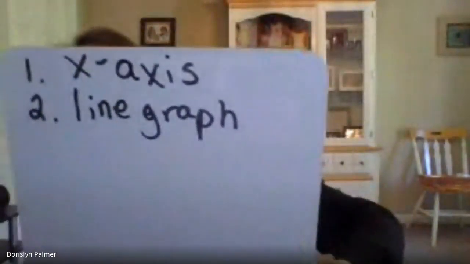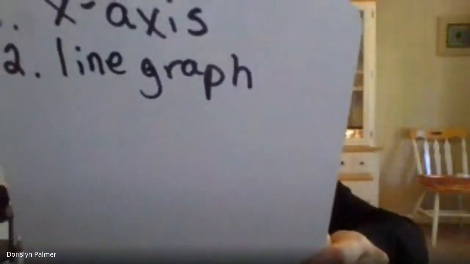Number 2, a blank is a graph that uses line segments to show how data changes over time. Lily, what did you get for number 2? Line graph. Very good. Line graph. So number 1, we had x-axis. Number 2, line graph. And we're on page 557. If you didn't know the page, you would just open your book and flip to the last page you worked on for homework last night.